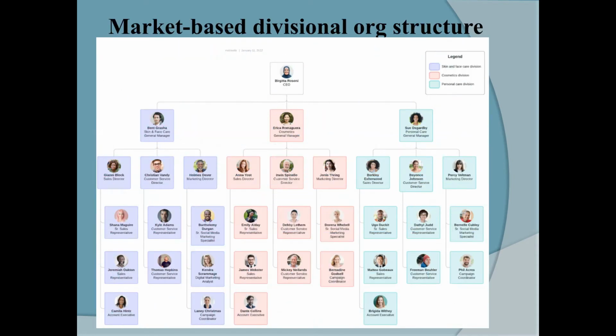So we have here the product-based divisional org structure. This is based on the products. We have the skin and face care division, cosmetics division, personal care division. As you can see, in their organizational structure, we have the delineation of their roles by their respective division, presented in colors. Okay?